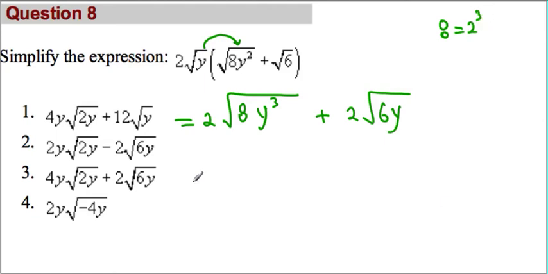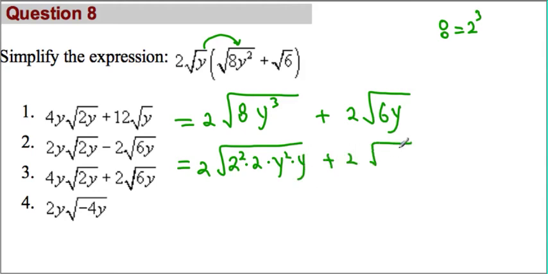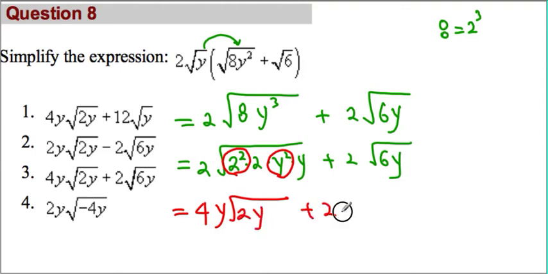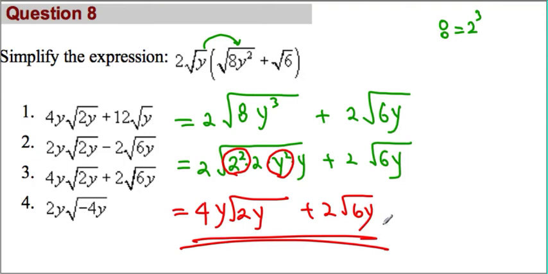third power. Then this becomes 2. I'm going to rewrite 2 to the third power, because we are in square root, as 2 squared times 2 and y squared times y, plus 2 square root of 6y. Then here 2 squared and then y squared. Both of them can come out. We end up getting 4y outside because 2 was already there, square root of 2y, and plus 2 square root of 6y. That's right, that becomes our answer, which is choice 3.